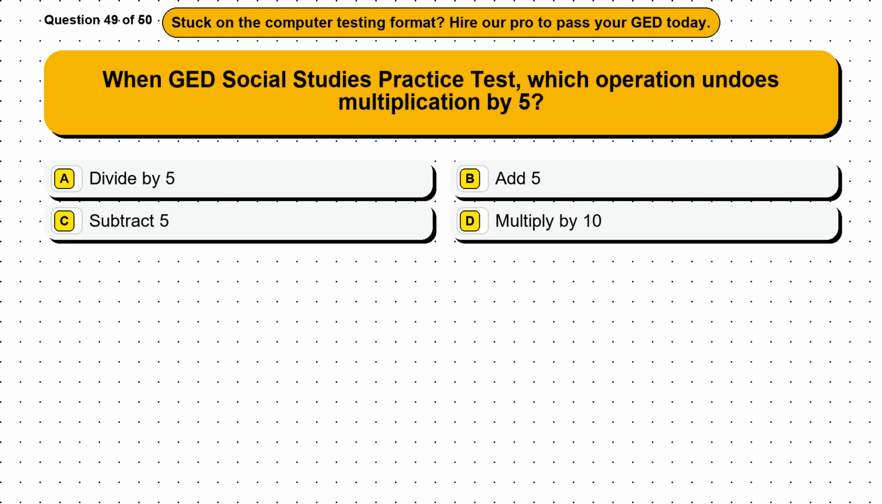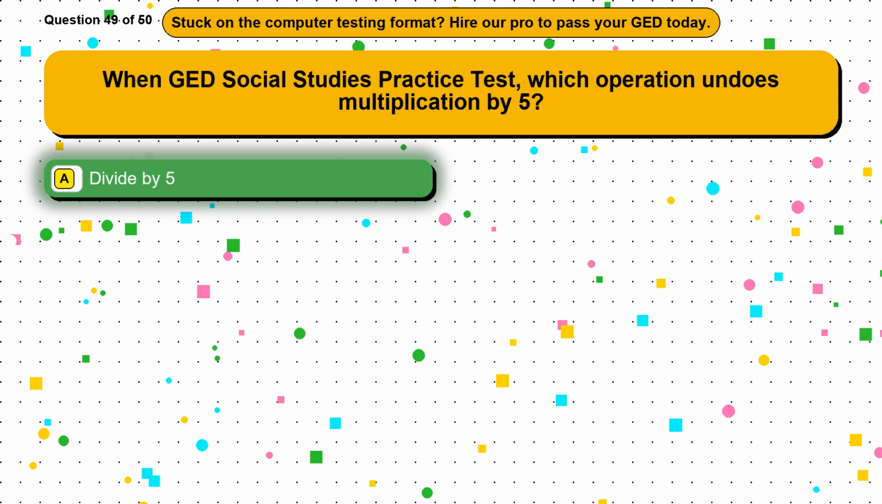Question 49. When GED Social Studies practice test, which operation undoes multiplication by 5? Option A divide by 5. Option B add 5. Option C subtract 5. Option D multiply by 10. The correct answer is option A.